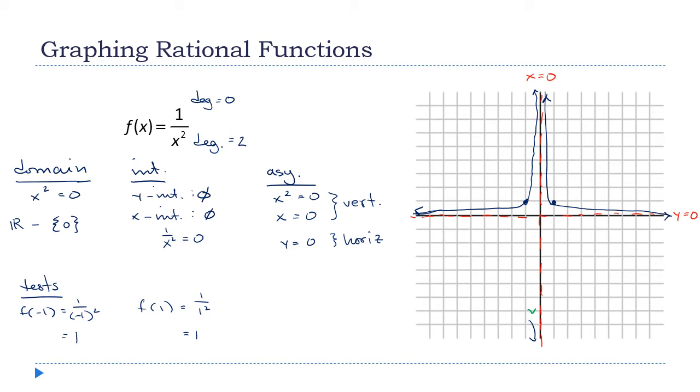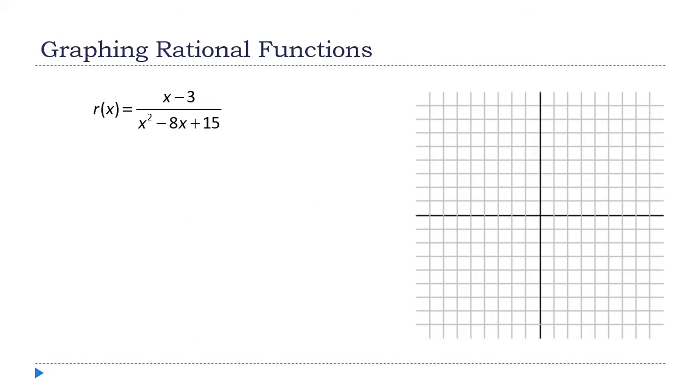Okay, let's try another one. How about this thing? Okay, this thing is much bigger, right? So let's see. Let's walk through our process here. What is the domain of this function? Well, I need to know where the denominator, x squared minus 8x plus 15, equals 0.